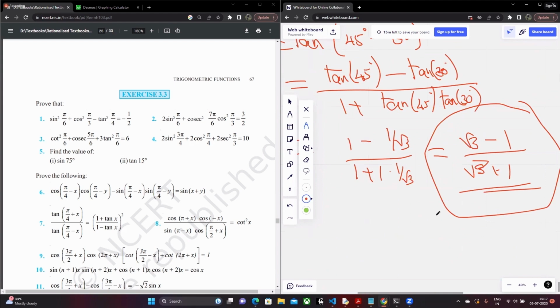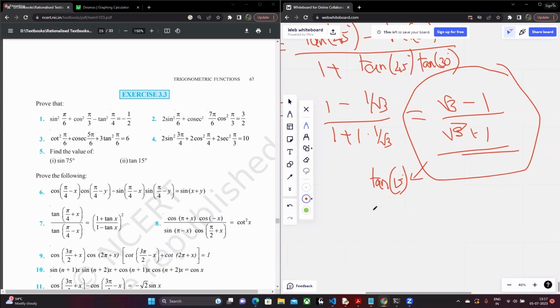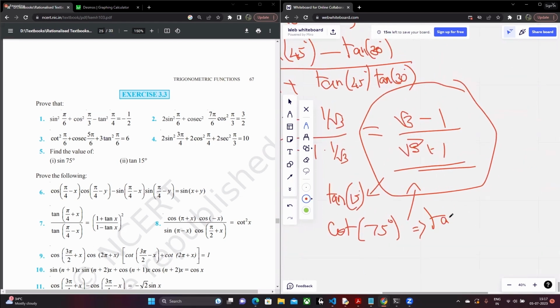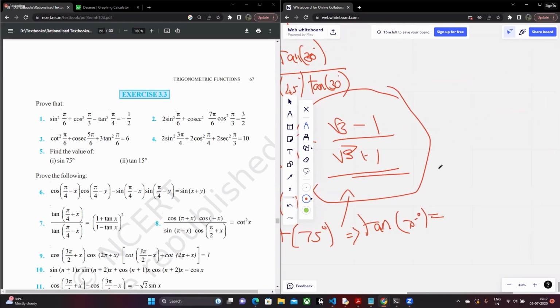This is the value of tan of 15 degrees, right? And since you know that this is going to be equal to cos 75 degrees, that means that tan of 75 is basically 1 by cos 75. So tan 75 degrees is going to be the inverse of this. So it's basically going to be root 3 plus 1 divided by root 3 minus 1.